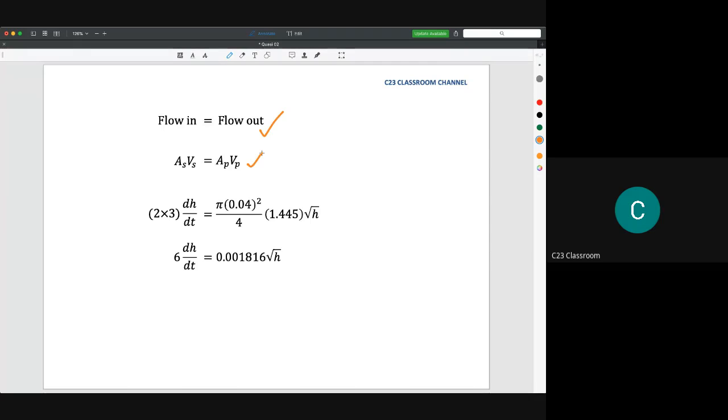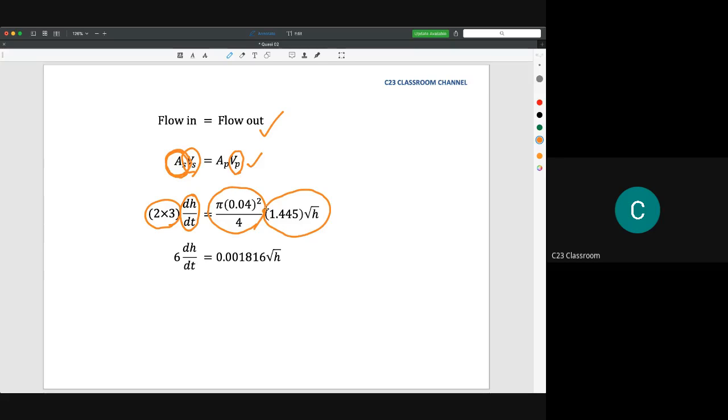Okay, so because our tank is now a rectangular shape, we take the area here as 2 times 3. So it depends on the image, it depends on the question. So we replace the value of velocity here with dH dt, and then we substitute the area of outlet. The outlet is a circular pipe, so we use pi d square over 4, and then we substitute the equation of Vp, velocity at outlet. So this is the value.